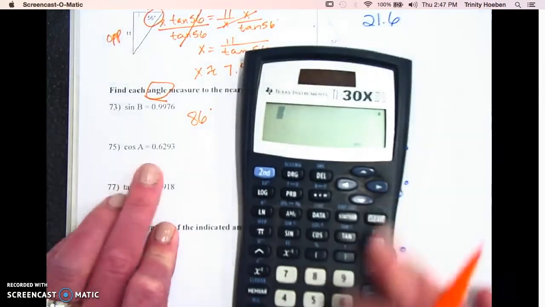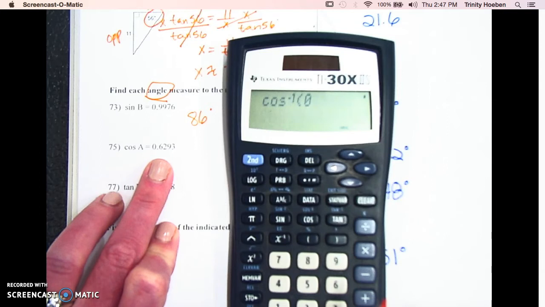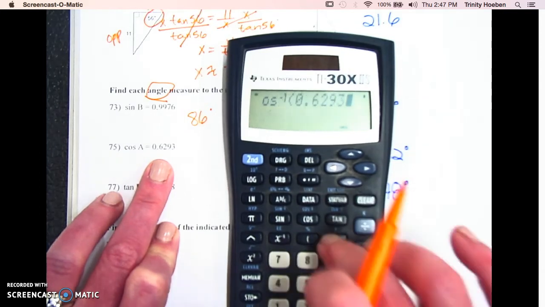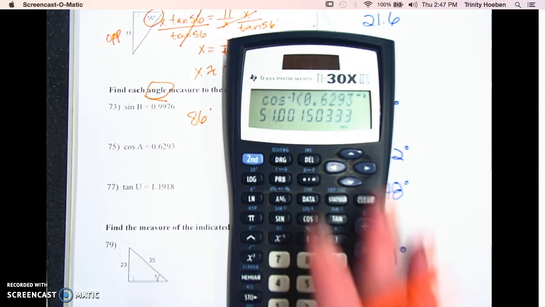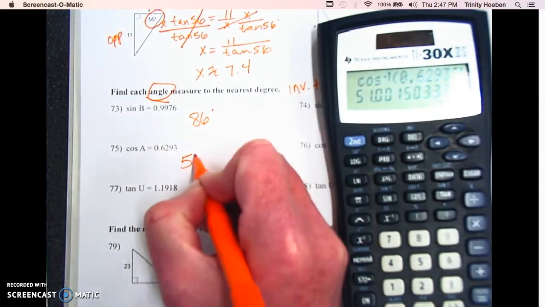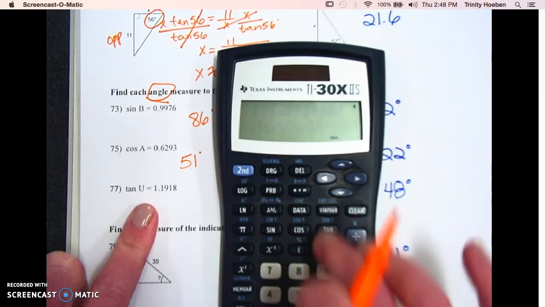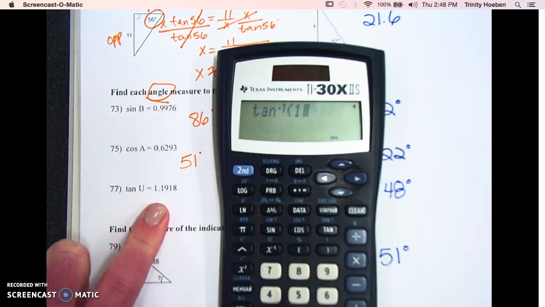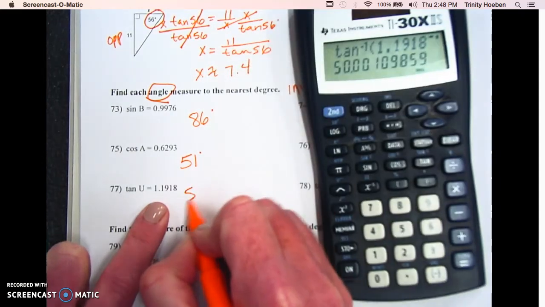Number 75. Second button, cosine. Type the decimal. Hit the equal sign. We have 51. After the decimal is a 0, so it's going to stay 51. Number 77. Hit the second button, tangent. Type in the decimal, 1.1918. Hit the equal sign. We've got 50. After the decimal is another 0, so stays at 50.